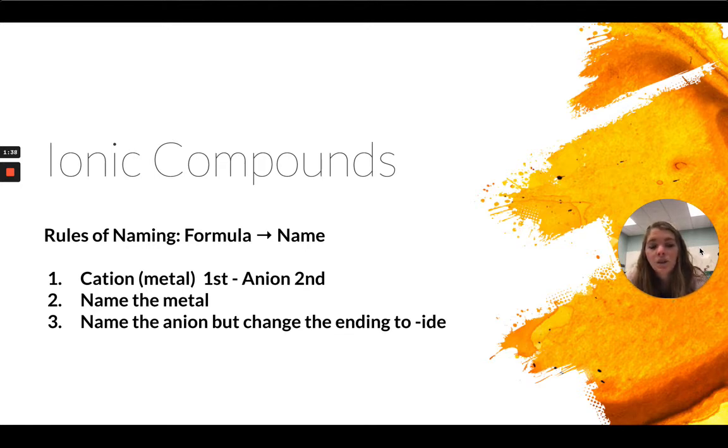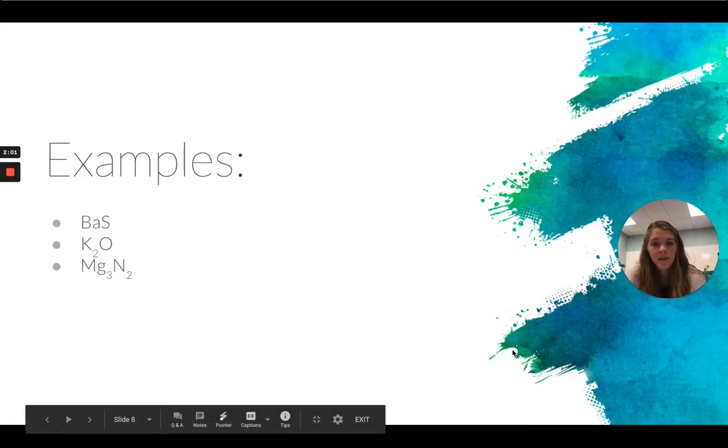And then notice rule number 3, it says name the anion, but change the ending to "ide." So when we say sodium chloride, we don't say sodium chlorine, we say sodium chloride. That's why people often call chlorine chloride, because when you're naming them together, you have to change the ending to the "ide." So let's do some practice problems together with these rules in mind.